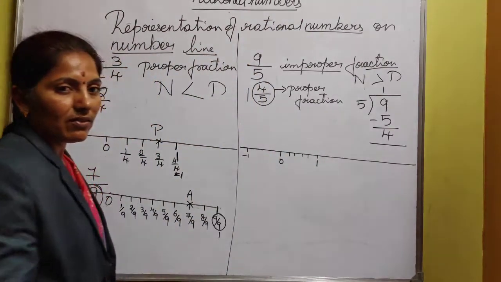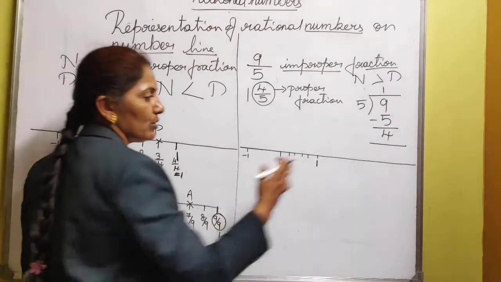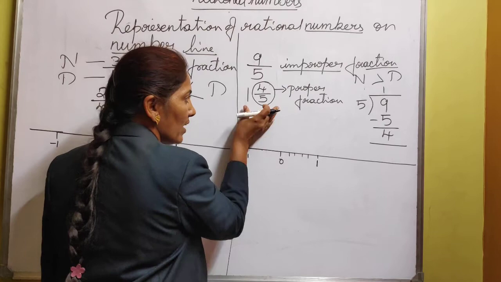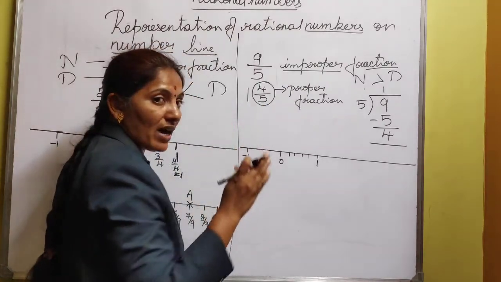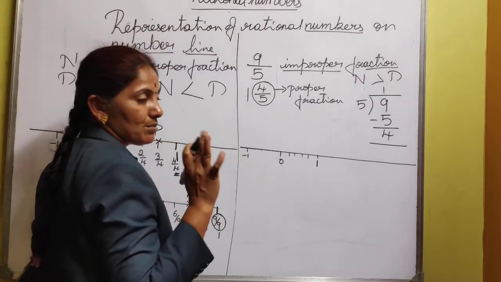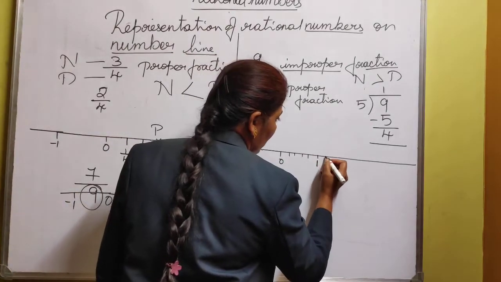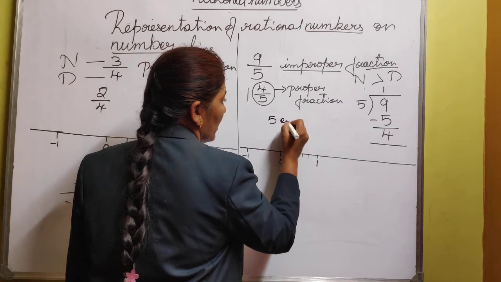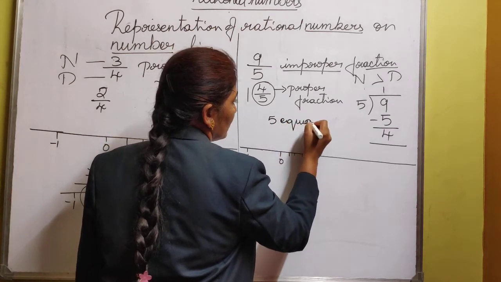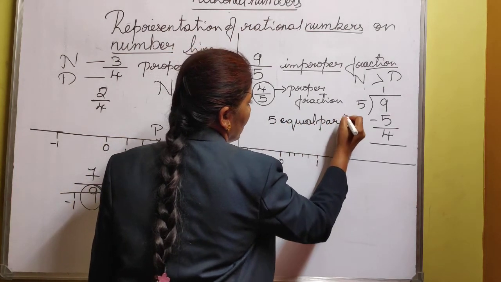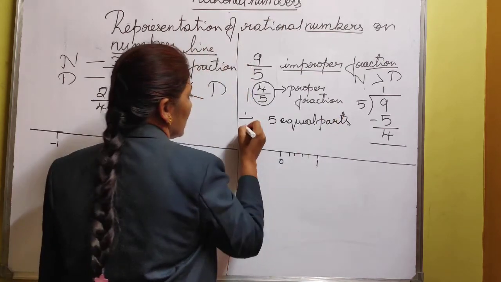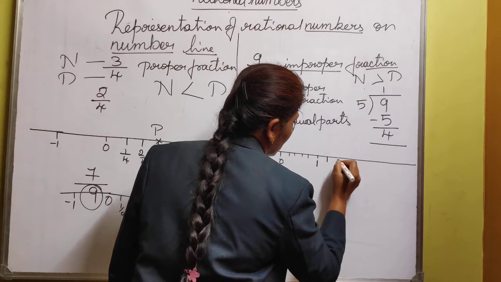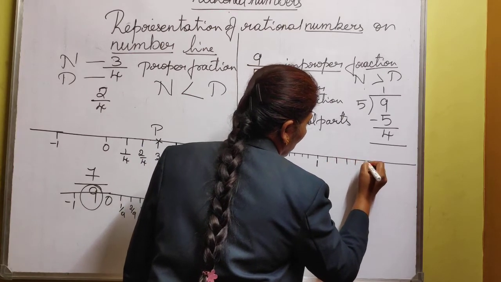Next, again we'll represent. Why am I going to continue here? It is 1 4 by 5. 1 4 by 5 in the sense, it lies between 1 and 2. So next I will divide it into how many equal parts? 5 equal parts. I am going to divide it into 5 equal parts. So 1, again 1, 2, 3, 4, 5.